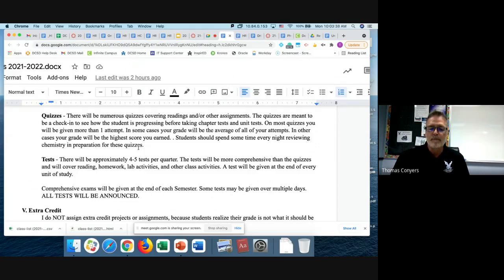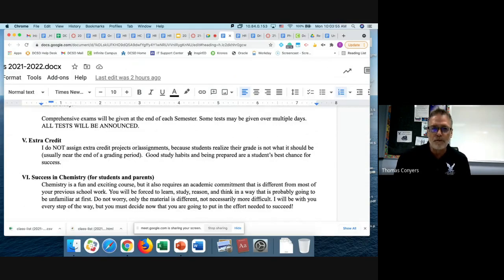Now, tests, there will be approximately 3 to 4 of these per quarter. So that tells us it's going to be somewhere between 8 and 10 per semester. They're going to be a lot more comprehensive than your quizzes. And we can talk more about that when we see each other face to face. At the end of the semesters, both the first semester and second semester, there's a final exam, which is a comprehensive exam of everything you've learned.